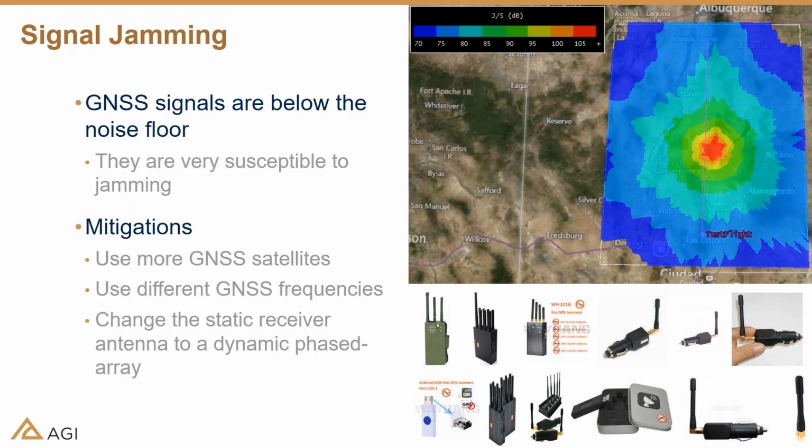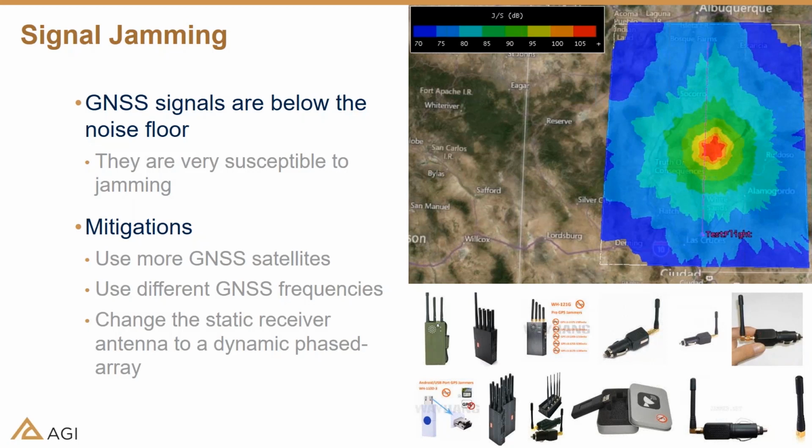So once they figured out what was going on there, they brought somebody in to direction find where the jamming signal was coming from, and they finally found the guy. And they charged him, and I think he ended up paying like a $35,000 fine or something. So GPS jamming is illegal in the country. It's not something you want to do, but because the signals are so low power, it is very susceptible to that. So what can you do about this?